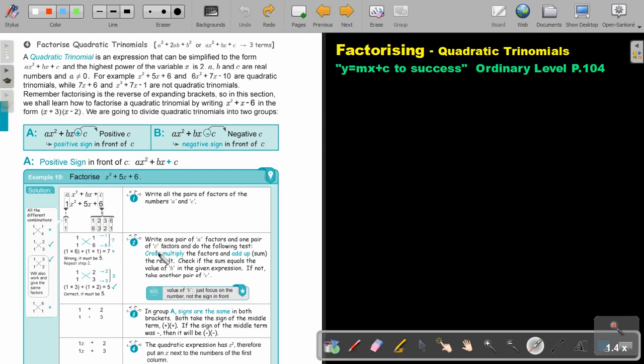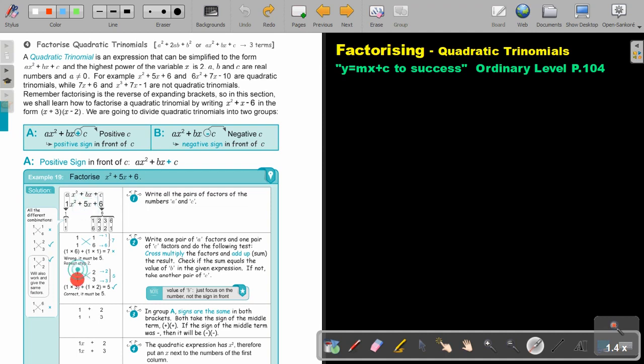Okay, so what do we do then? We write one pair of A factors and one pair of C factors and do the following test. So we choose 1, 1. We cross multiply the factors and add up. We find the sum and check if the sum equals the value of B in the given expression. If not, take another pair of C. So you're going to say 1 times 6 is 6. 1 times 1 is 1. And 6 plus 1, what will that give me? 7. Now look, is there a 7? No, there's a 5, so it's not correct.